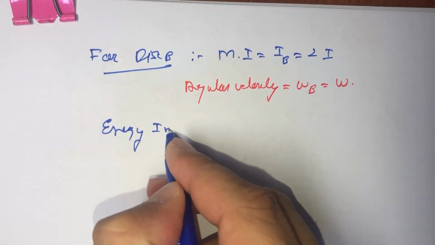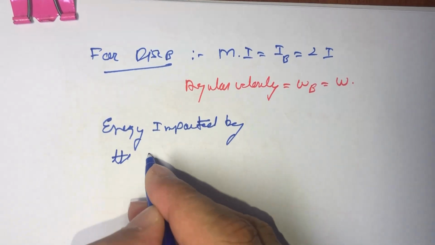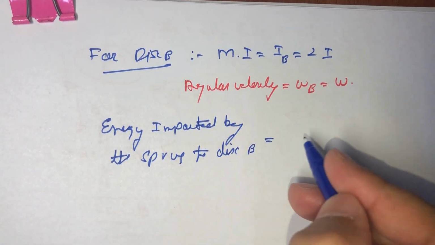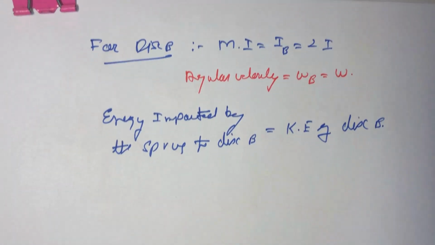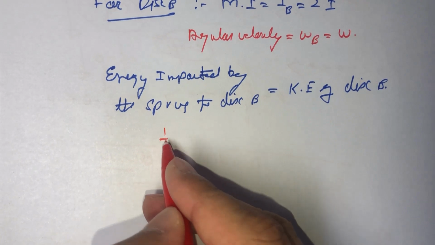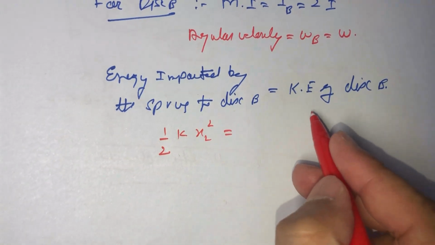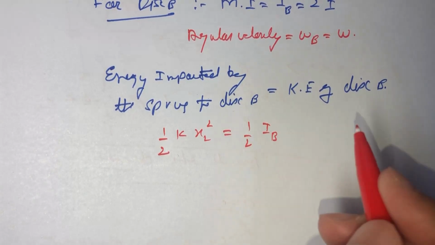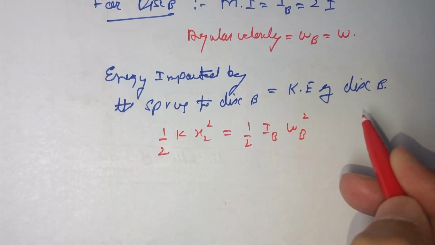Energy imparted by the spring to disk B is equal to the kinetic energy of disk B. So the energy imparted by the spring to disk B will be equal to the energy stored in the spring, which is equal to half k x2 square, and the kinetic energy of the disk will be equal to half the moment of inertia of disk B multiplied by its angular velocity square.